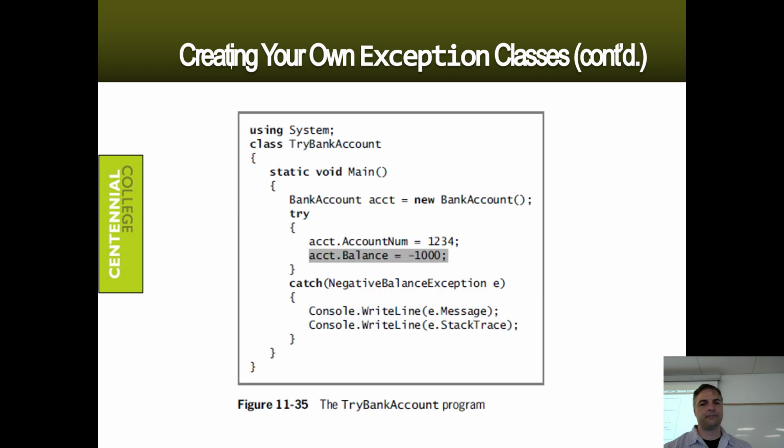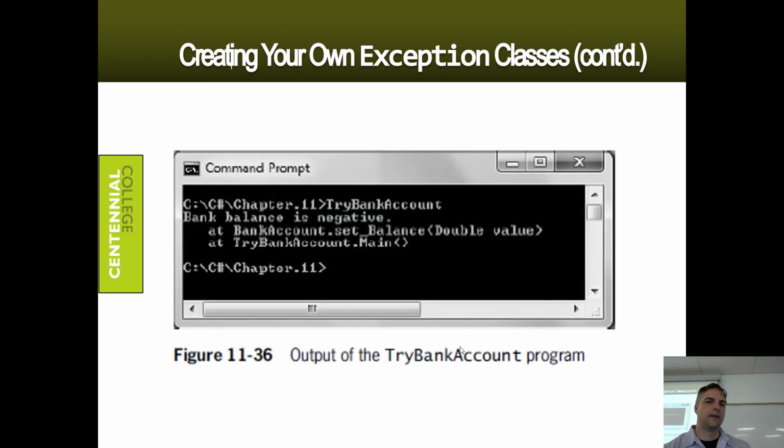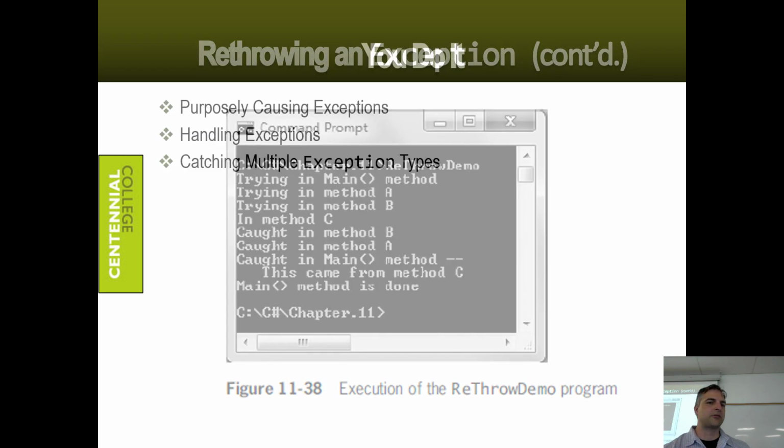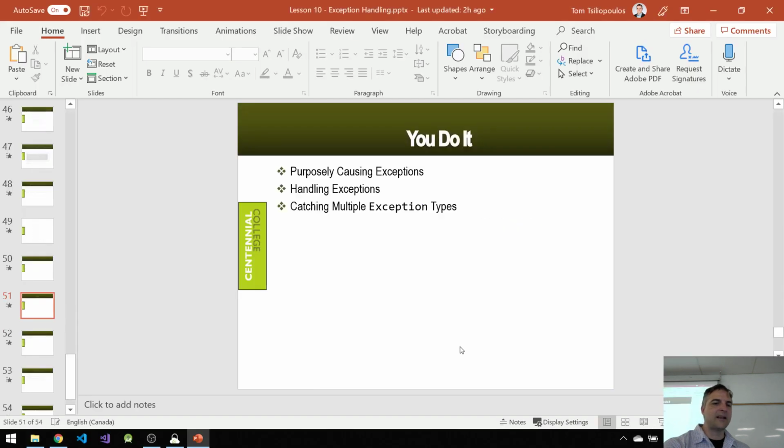For example, like this. I want to have my account balance. I'm using my setter to set the account balance to negative. This generates an exception, throws an exception inside the class, and then I catch the exception here and I write that it is a problem. And that's your own exception class. I'm not going to talk about rethrowing because basically you're rethrowing the exception after you catch one. So that is exceptions in a nutshell.